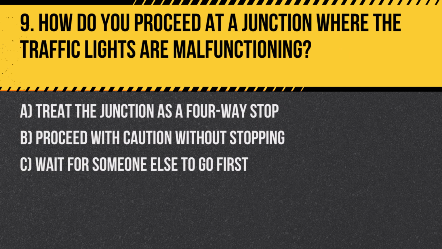Question 9. How do you proceed at a junction where the traffic lights are malfunctioning? A. Treat the junction as a four-way stop. B. Proceed with caution without stopping. C. Wait for someone else to go first. Answer: A. Treat the junction as a four-way stop.